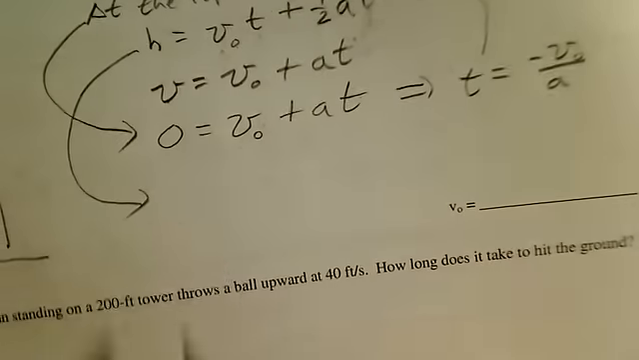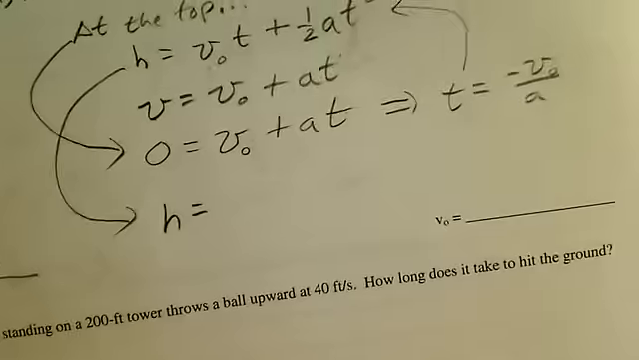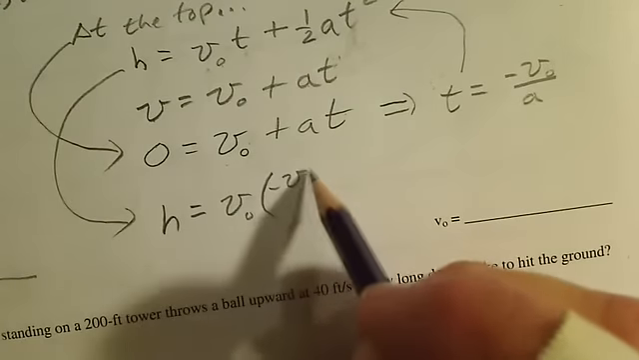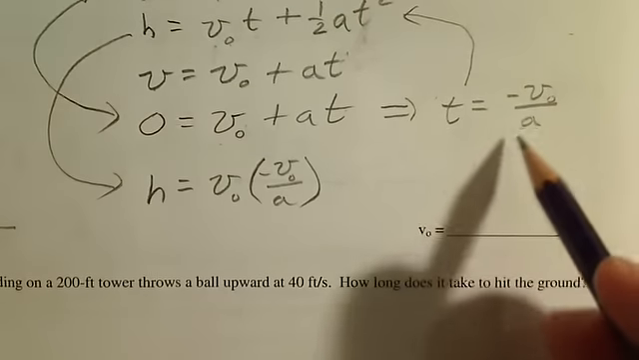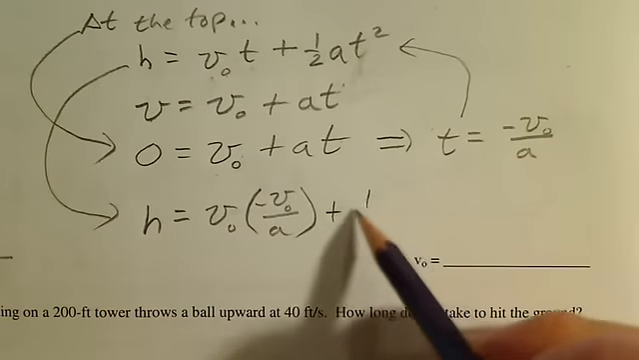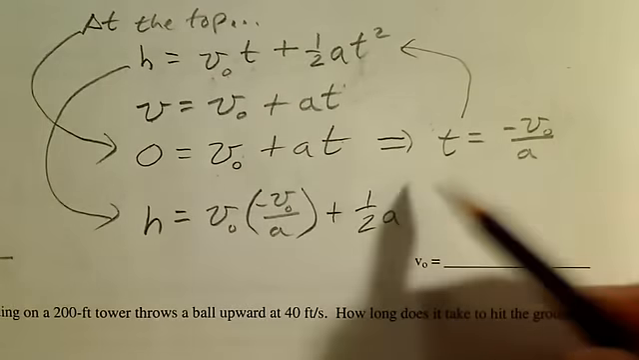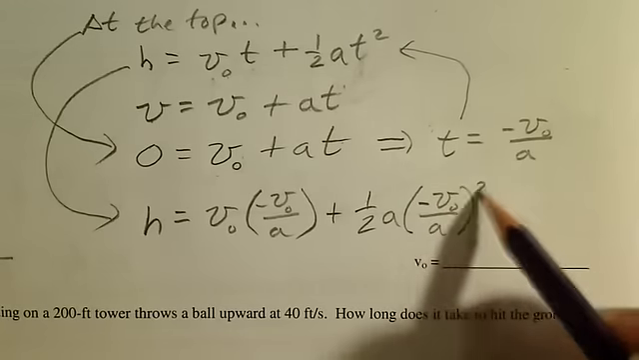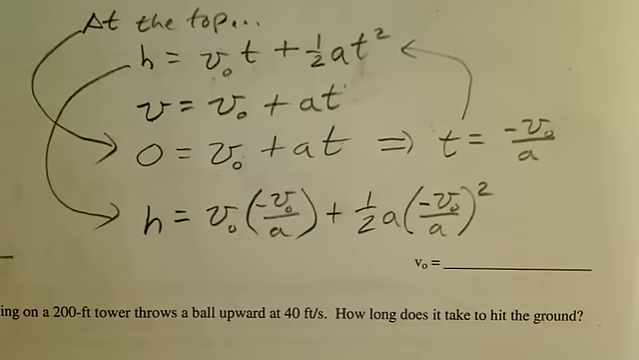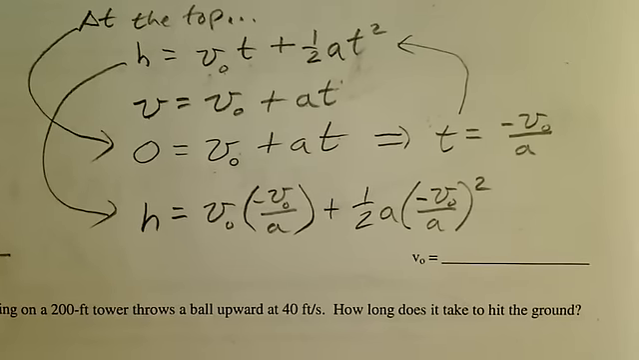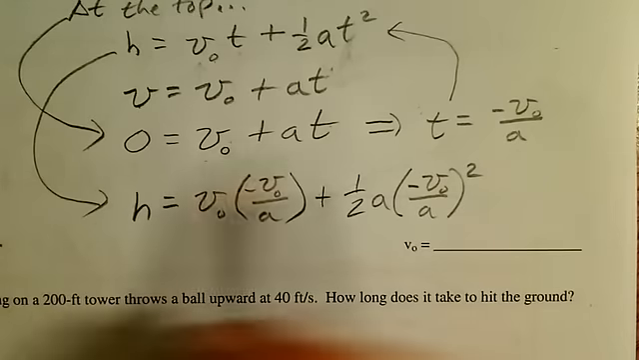So if you do that, you get h equals v0 times negative v0 over a. So I just took all of this and I put it right there, plus 1/2 a, and I have to square this, so it's negative v0 over a squared. Okay, I think you can do the rest of this here, because the only unknown in here is v0.